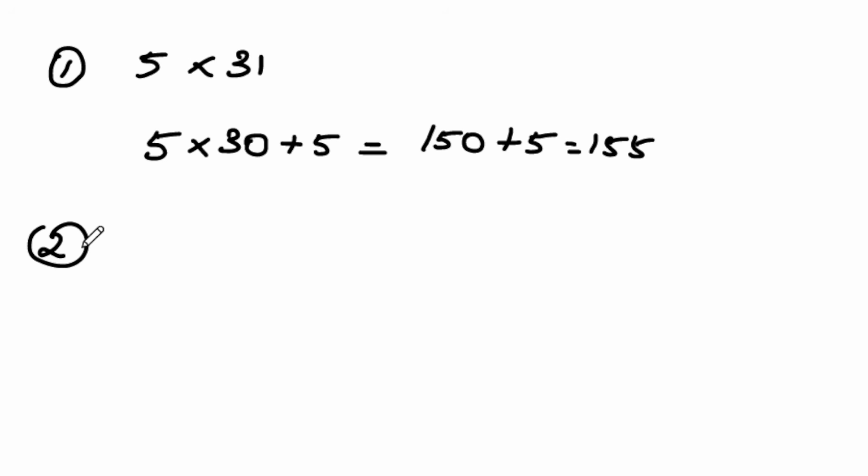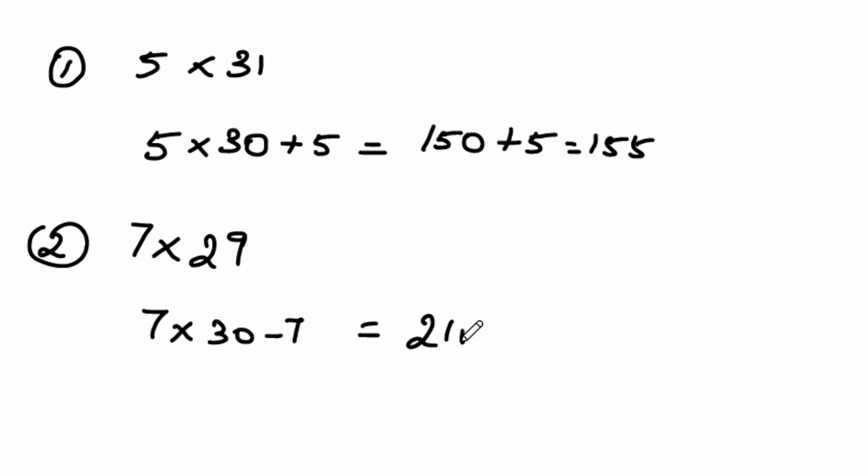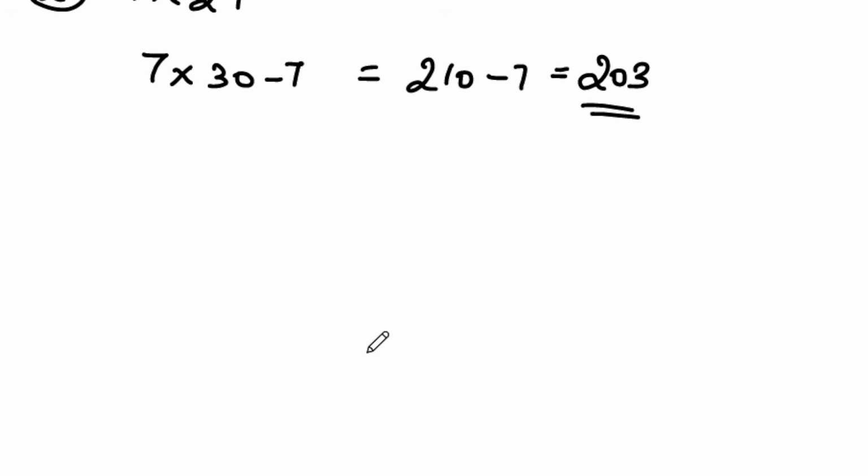So second, I will do it by subtraction. Okay, so 7 into 29. I'll take the nearest number as 30. So 7 into 30 minus 7. Okay, 7 into 30 is 210, minus 7, which is 203. So 7 into 29 is also 203. Like this we can do many sums, students. I'll do one more also.